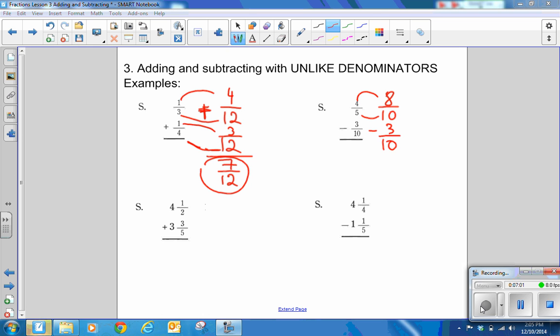Now I have 8/10 minus 3/10 equals 5/10. This fraction is not simplified, so I'm going to divide both the numerator and the denominator by their greatest common factor, which is 5, and my answer is 1/2.